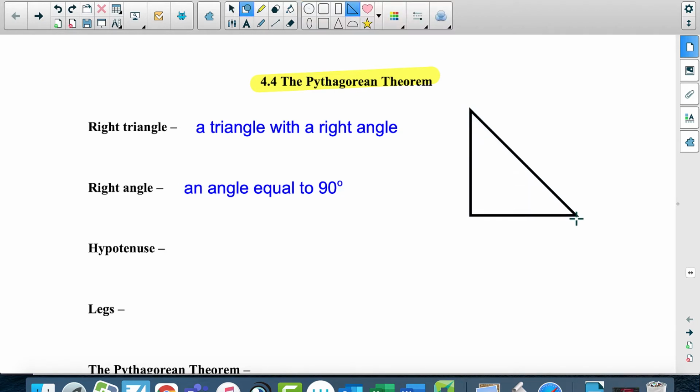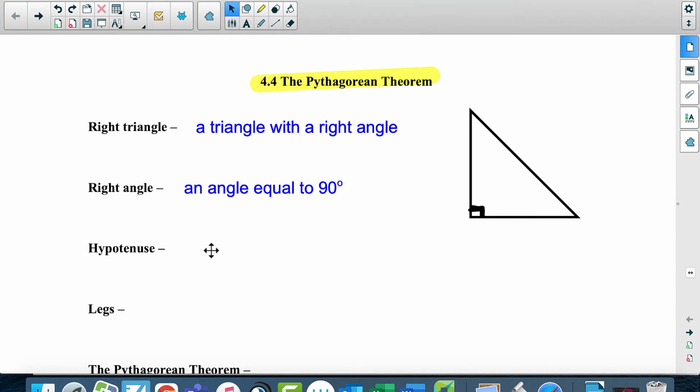This, my friends, is a right triangle, right? And where exactly is the right angle? You know where it is. Right down here. When you have a right angle, the two sides meet and they're perpendicular to each other, we say. Right? They meet at a 90-degree angle right there. That's the right angle.